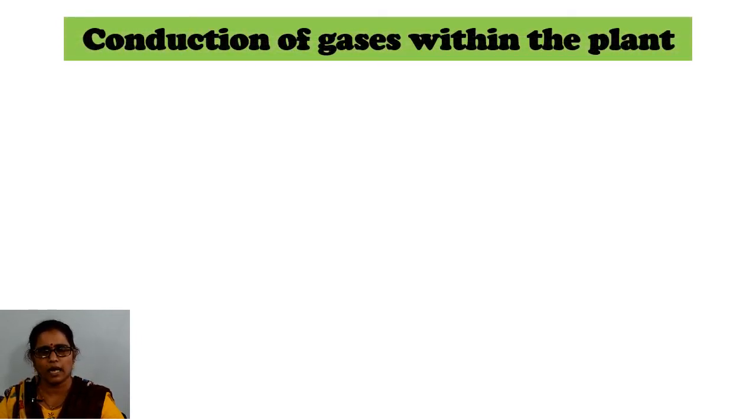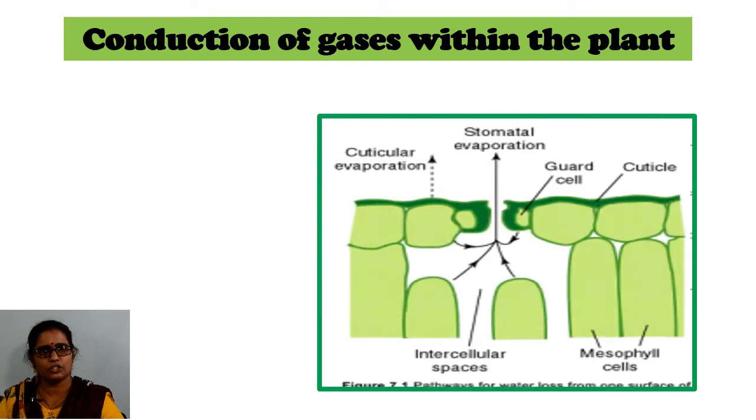Now once the gases enter inside these plants, how are they conducted? How do they move from one place to another or from one tissue to another, and how does the carbon dioxide finally come out? So take a look at this picture which shows the longitudinal section of the stomatal opening. You can see here that the two guard cells are present and there is possibility of gases to enter in this space. Once it enters inside the leaf, then what happens?